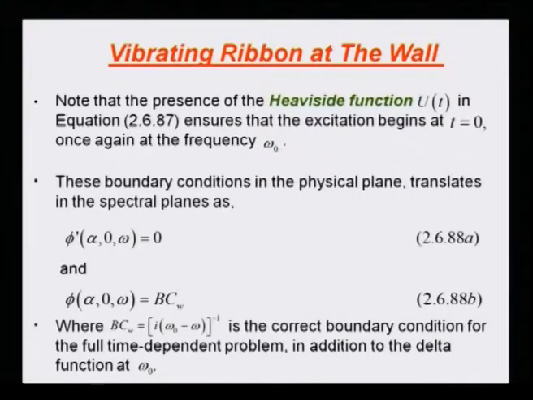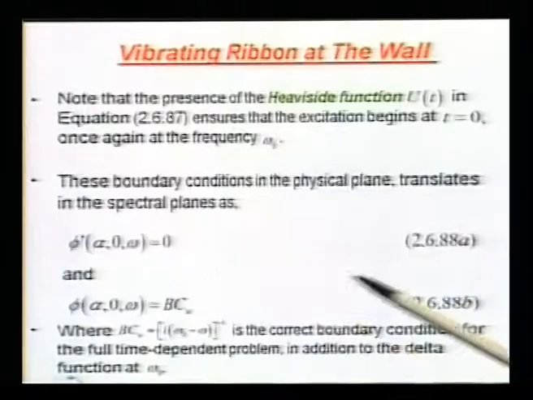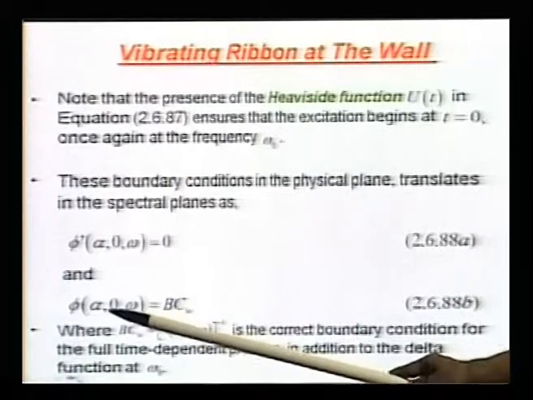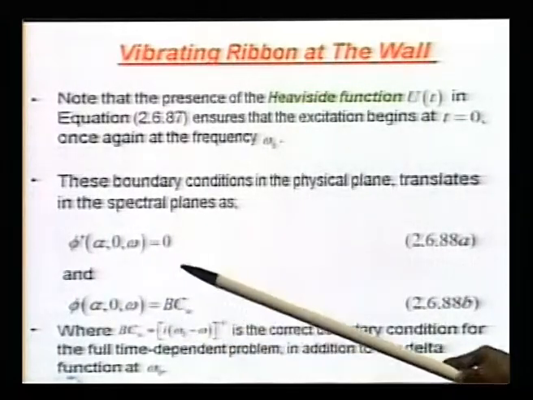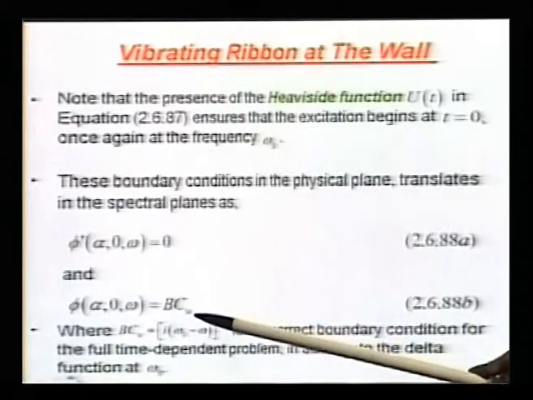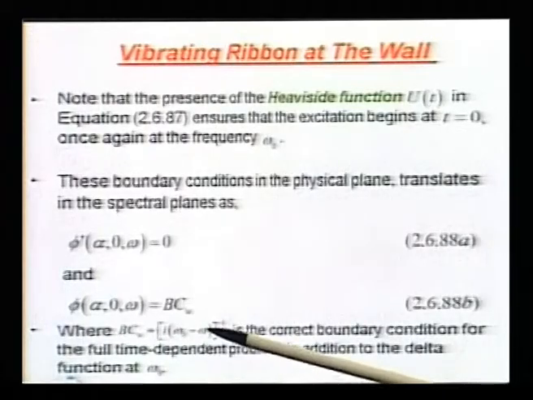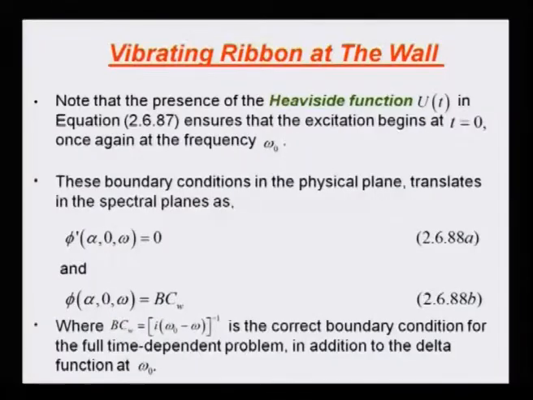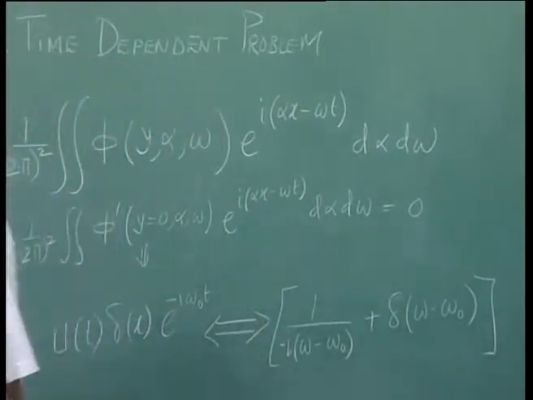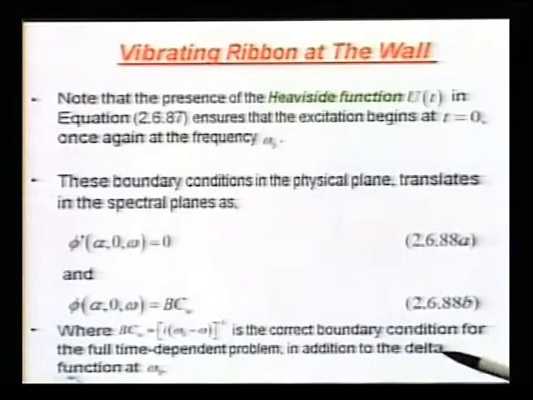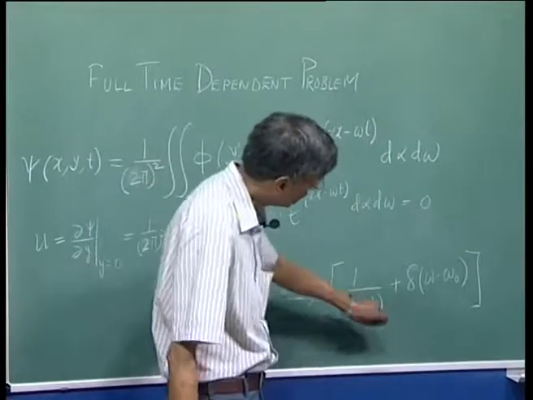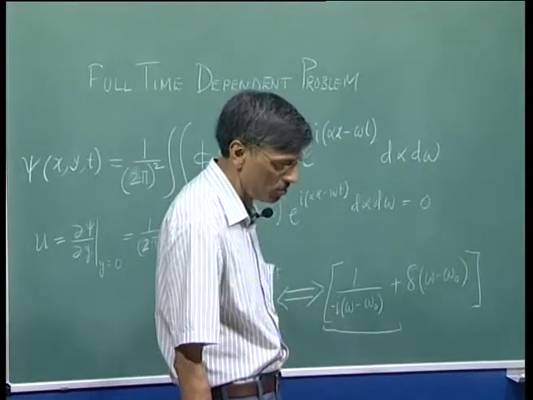That is what we say, that phi at y equal to 0, for any combination of alpha and omega, should be some kind of function, which I call the boundary condition at the wall, and which in this case is 1 upon omega minus omega naught. So, there is a minus sign here, and then we have to add the delta function there. So, this is the interesting part. Why is it interesting?